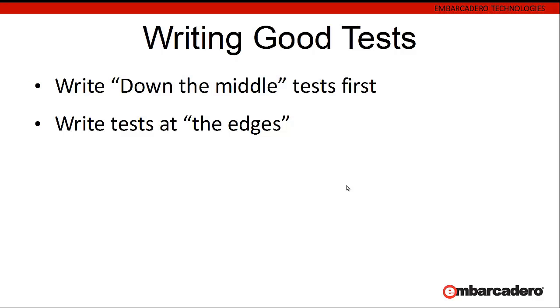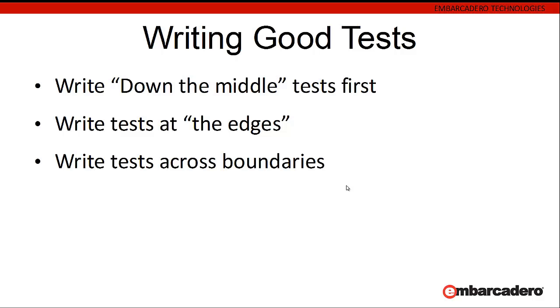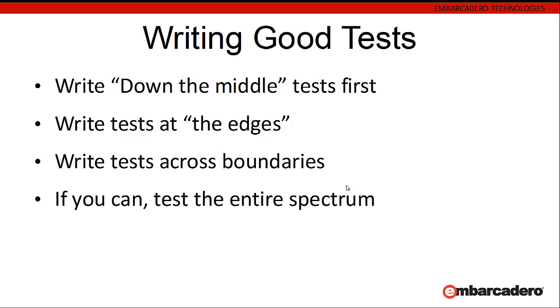Start testing things around 0. Start testing things around max int. Start testing things at the edges of what your class does, the extreme cases. Follow that with testing across boundaries. If you're doing addition and subtraction, as we'll do in our demo, we're going to test to see what happens if you add a positive number and a negative number together and make sure that that works correctly in our algorithm.